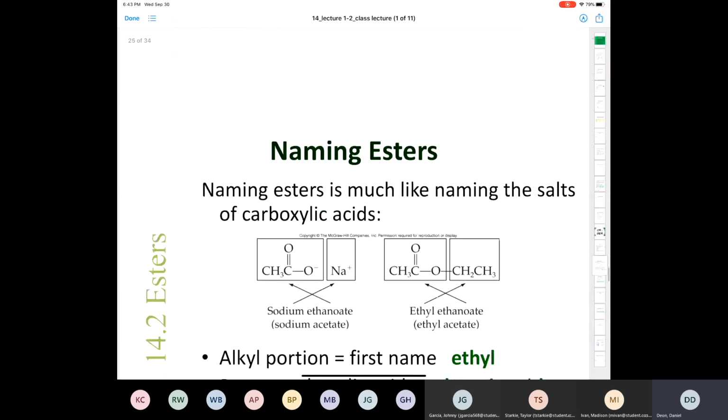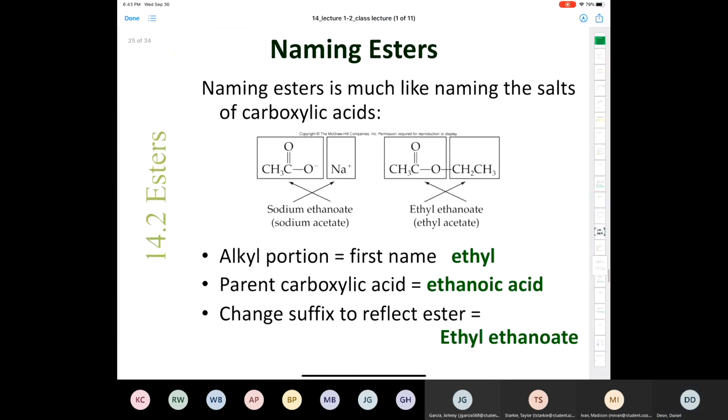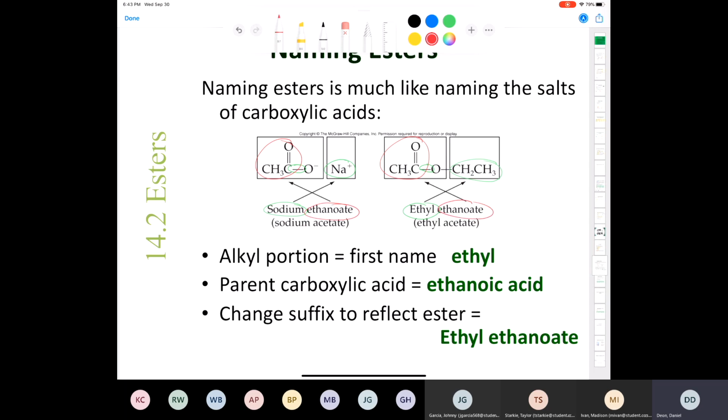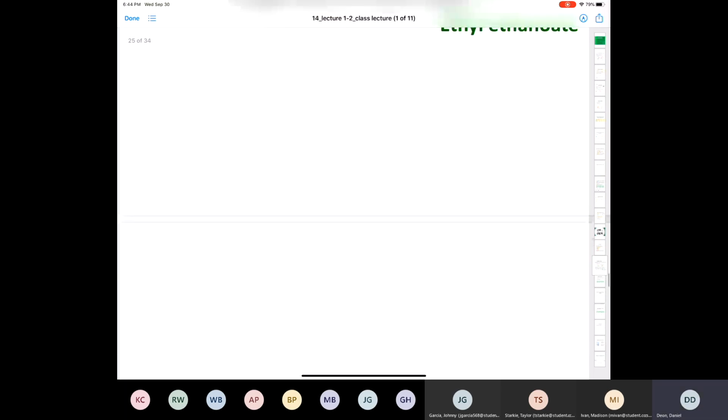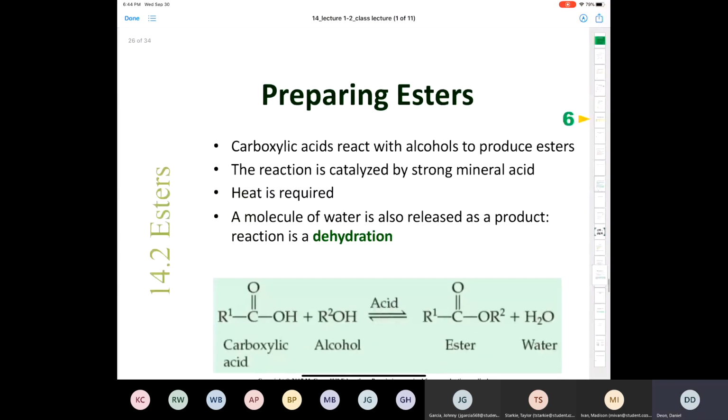Well, now that we've learned how to name esters, you can see that, again, naming esters is a lot like naming the salts of carboxylic acids, right? You start with the part that's next to the single bond first, okay? Whether it's the cation or the alkyl group, you put that first. So sodium, ethyl, and then you look at the number of carbons in the carboxylic acid portion. There's 2, so it'd be ethanoate. All right, there we go. Now below here, you see some common names, and we're going to look at those common names in a little bit.